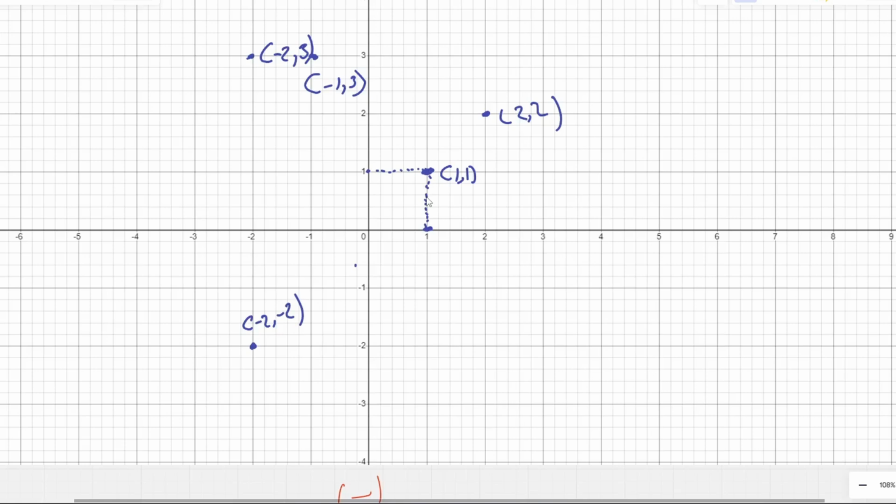All right, let's plot another point here. Let's actually do something a little more difficult. Let's do 3 and -3. How will we do this?